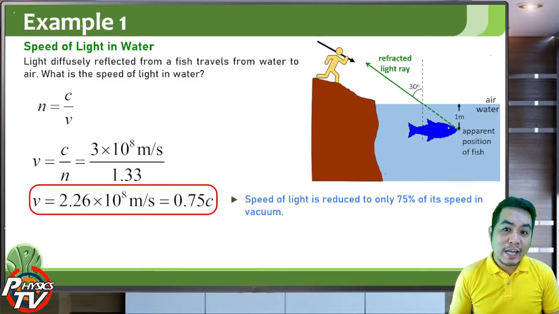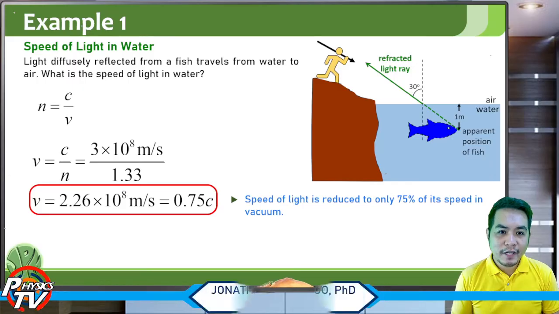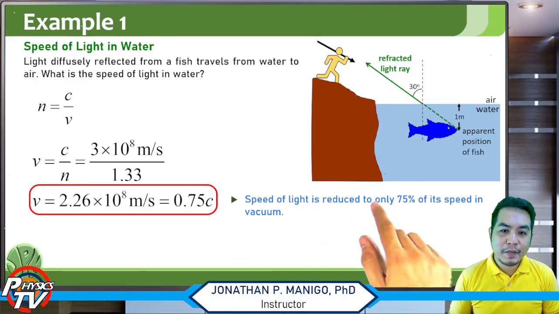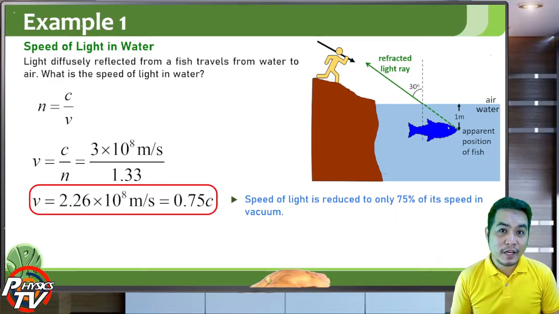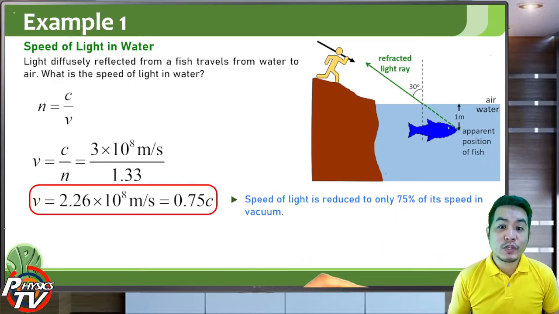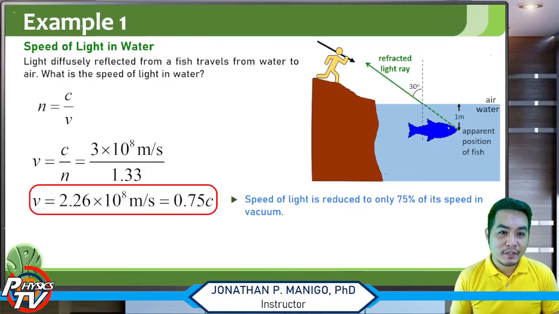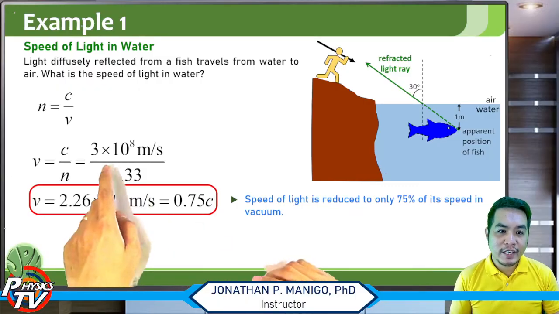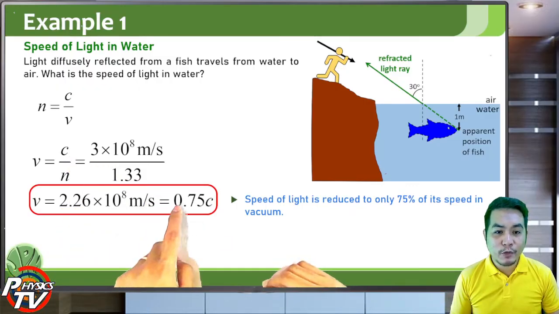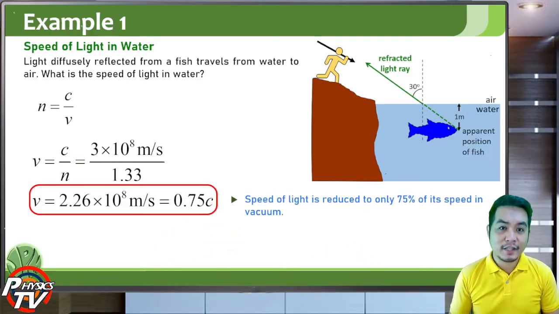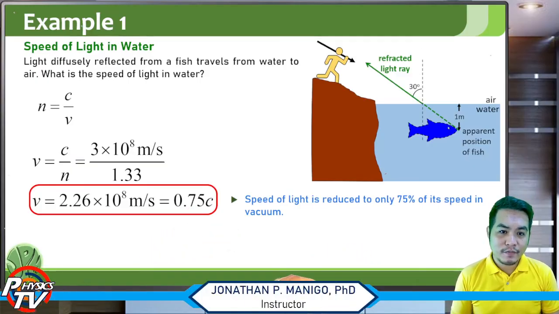So when light travels from vacuum to water, its speed is reduced to 75%. So from the speed of light C, it's now 0.75 C. 3/4 na lang ang speed of light. So 3/4 C versus 0.75 C.